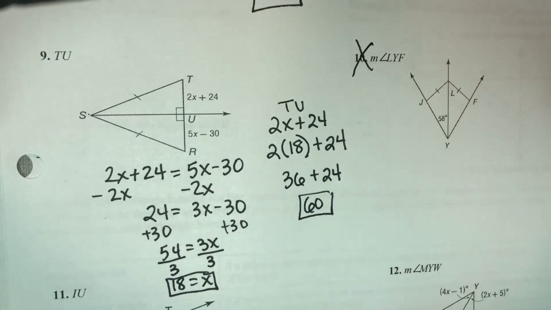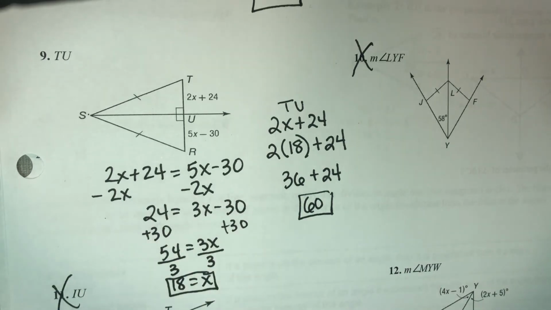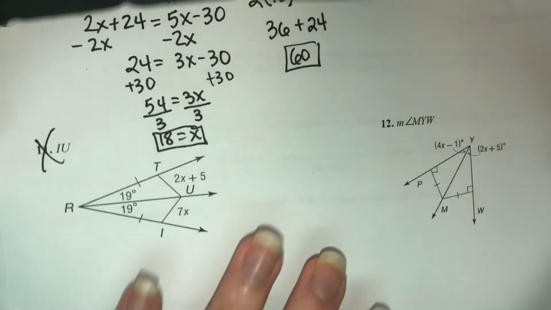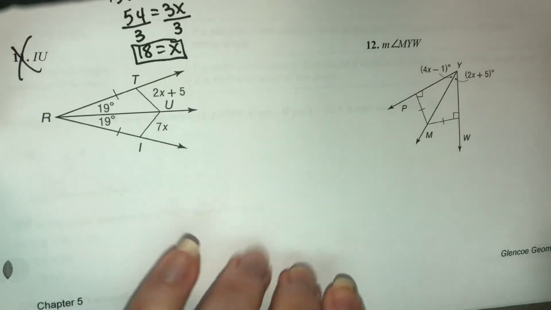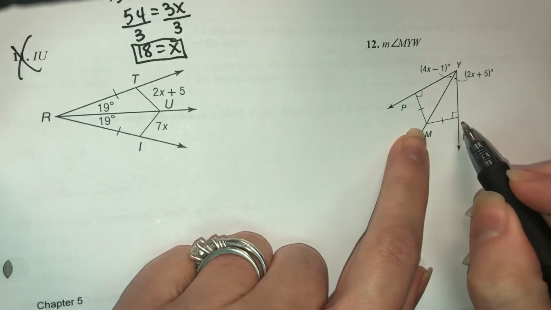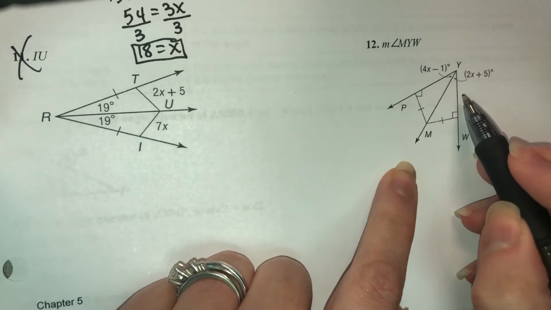We're going to skip number 10. And we're going to skip number 11. And we're going to go down here and do number 12. So on number 12, it shows that point M is equidistant to both sides of the angle. So that means that the segment YM is the angle bisector.